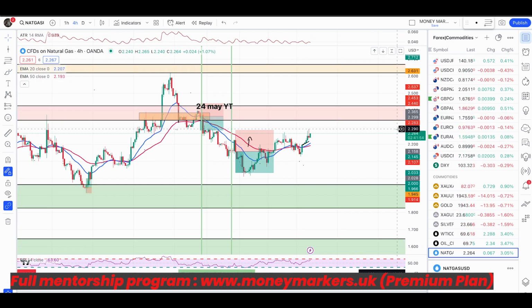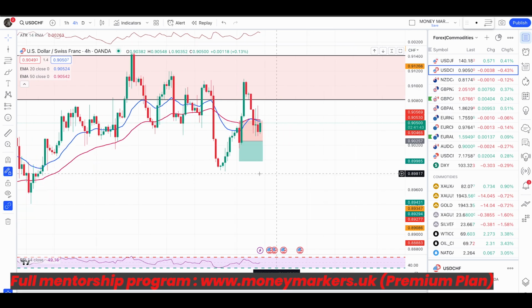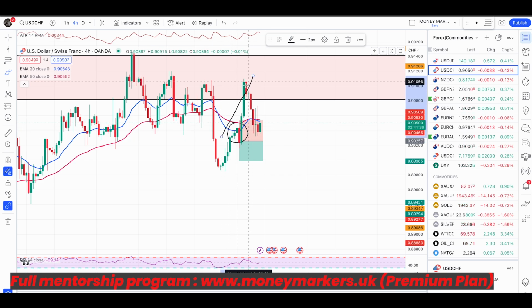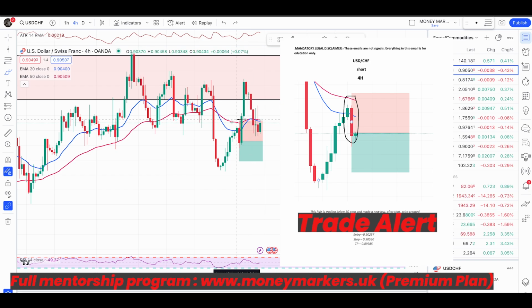So I don't only trade nat gas, I am a forex trader. I mainly trade forex as well. Now I've sent this trade alert to my members, which is USD CHF right here, a valid condition, and price has pushed up, hit my stop loss. Now that doesn't mean that I will not enter this type of trade again.